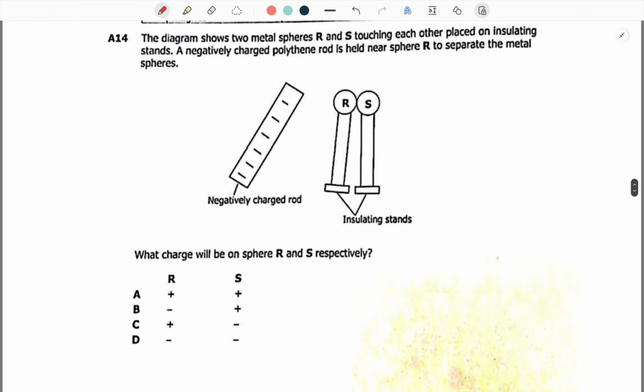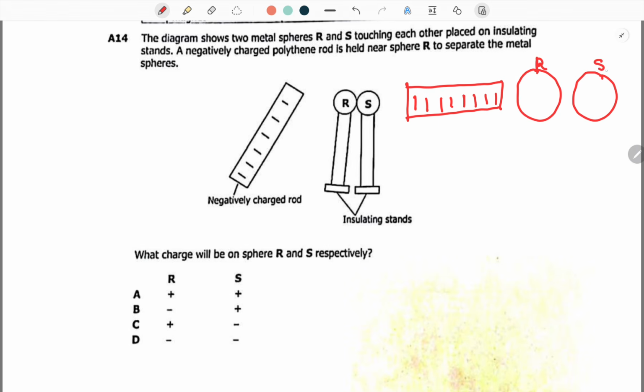The diagram shows two metal spheres R and S touching each other, placed on insulated stands. A negatively charged polythene rod is held near. So this is what is happening. You have this polythene rod, which is negatively charged, you have R, then you have S. Let me remove the R from inside, and wrap this so that I get a big circle. Let me call this one R. This one is going to be S.